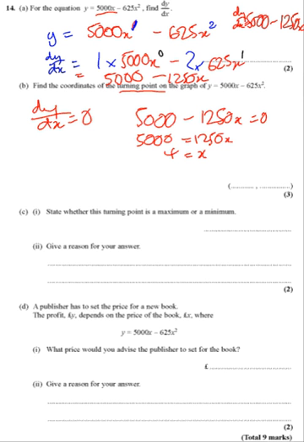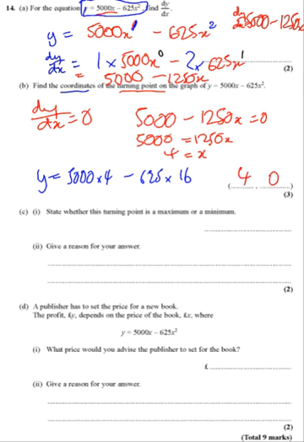Is that the answer? No, because we want the coordinates. So we know the x value. How do we get the y value? Well, go back to the equation. Y is given by 5,000x minus 65x squared. So y is going to be 5,000 times 4, which is 20,000, minus 65 times 16, which is 2. Is that 0? I think it is. So I think the answer is 40.